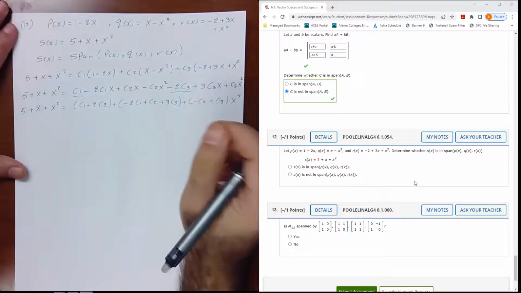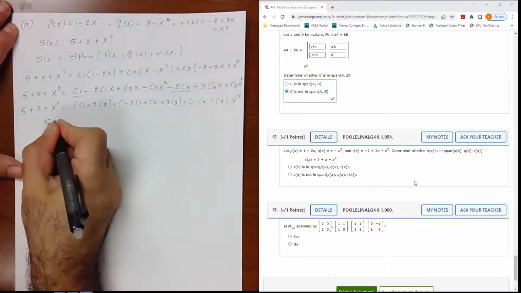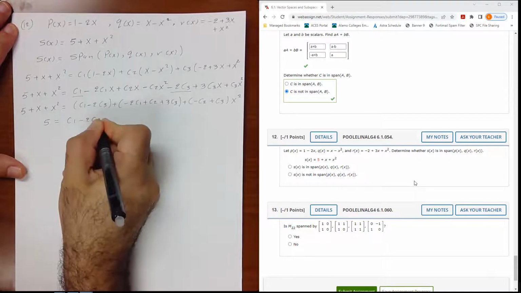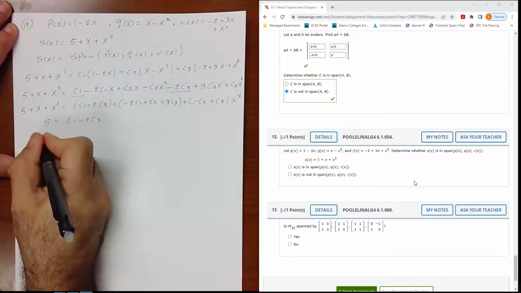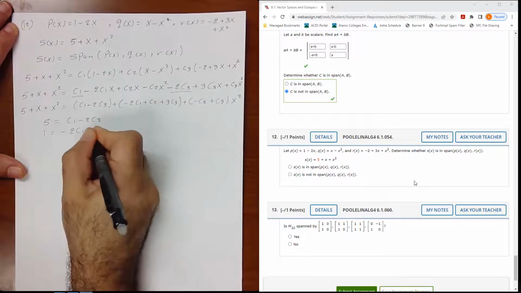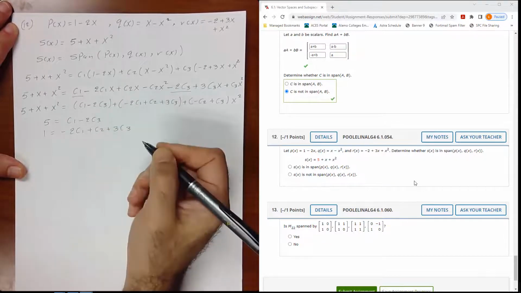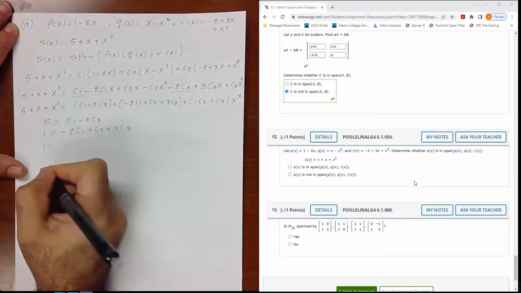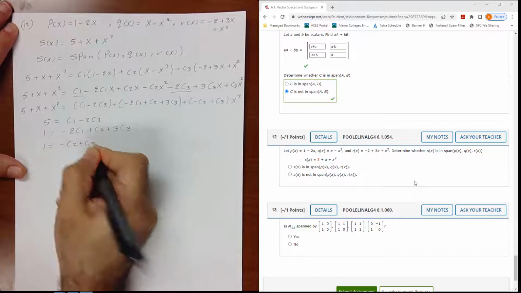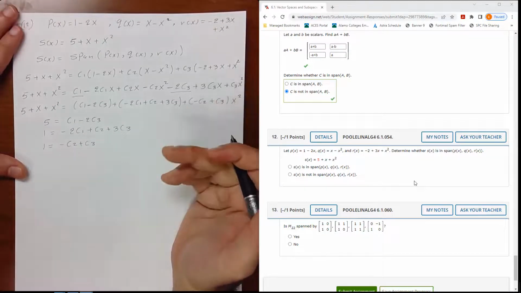Now we have an equal sign. That means 5 = C1 - 2C3. The second one: 1 = -2C1 + C2 + 3C3. And the last one: 1 = -C2 + C3. Now we need to solve this system to find C1, C2, and C3.